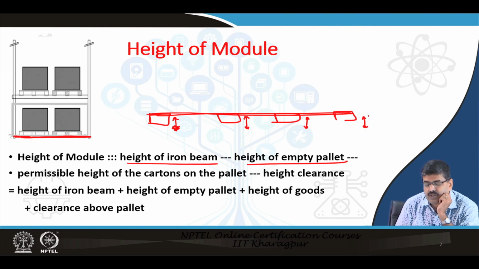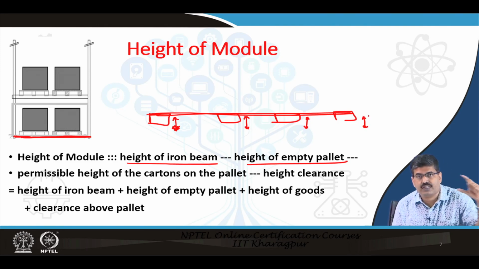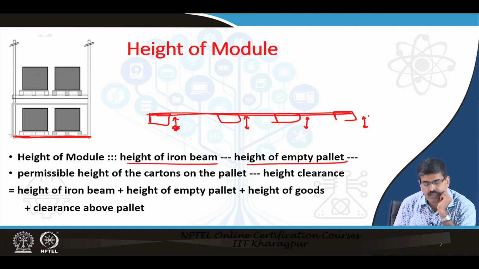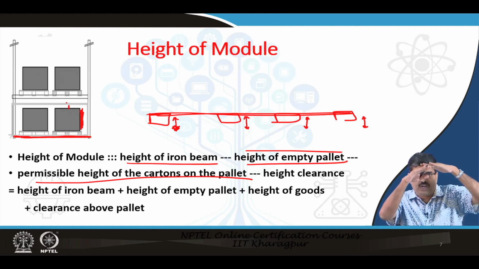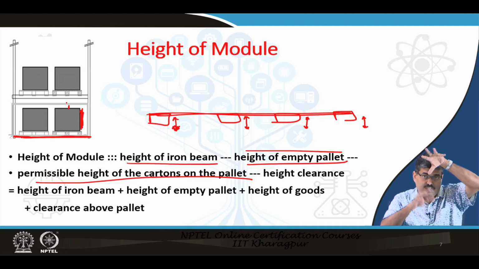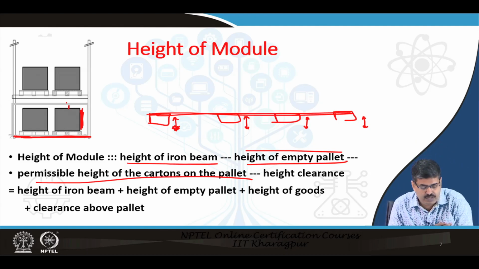What is the height of this? That stand has a height, right. So, height of the empty pallet, permissible height of the cartons on the pallet, height clearance, this clearance between the carton and the rack above it. So, that clearance to pull it out, right. As simple as that.